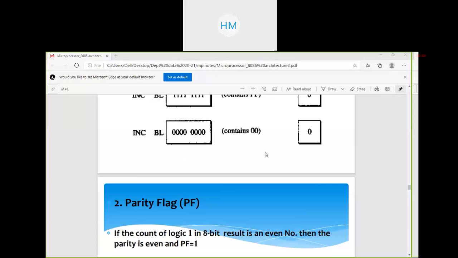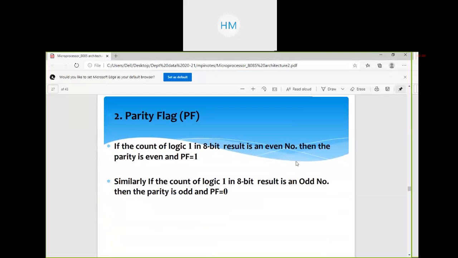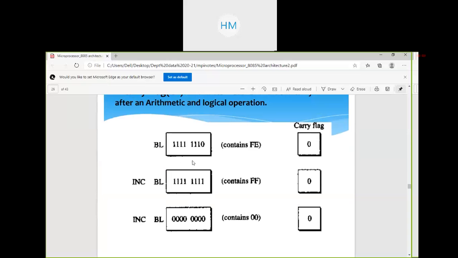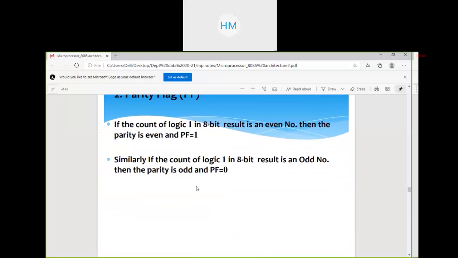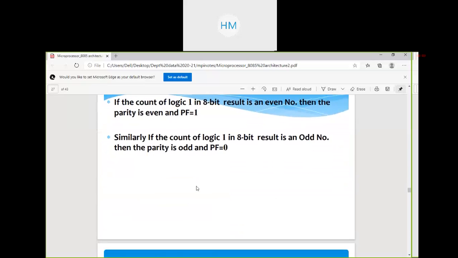Now the parity flag, what will we have to do in the parity flag? If the count of logic 1s in the 8-bit result is an even number, then the parity is even and the parity flag is 1. So you can see the example. In this register B, how many ones do we have? We have 7 ones. So 7 is an odd number, so odd parity is there. So the parity flag will be 0. Here it has 8 ones, an even number of 1s, so the parity flag will be set. Clear? Odd parity, flag is 0.